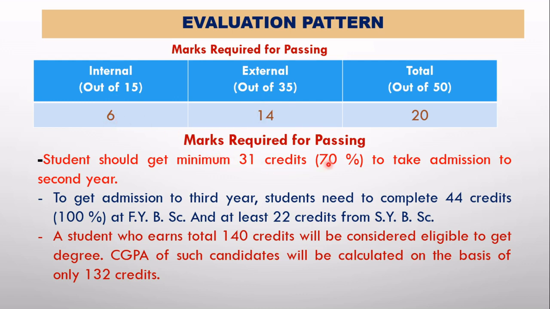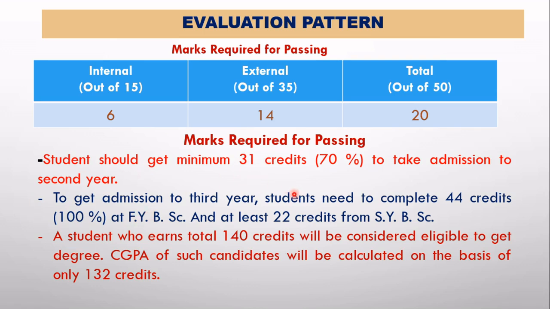Then marks required for passing: a student should get minimum 31 credits, that is 70%, to take admission to second year. So any student who completes first year has to get 31 credits out of 44 credits, 70% of the total credits. If he is getting that much credit, he will get admission to SY, otherwise he will not be eligible to get admission in SYBSc.